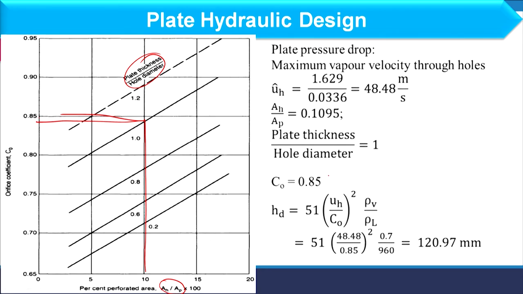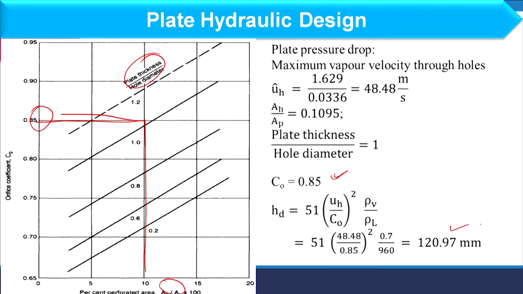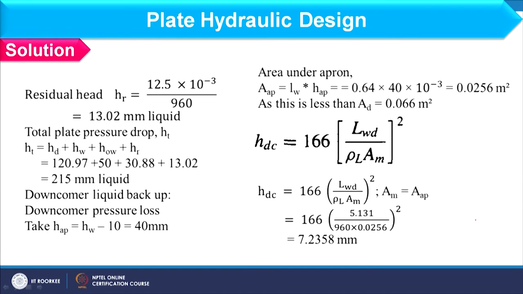If I consider this AH by AP, it is coming near to 10, and so you can obtain the value of C naught, which is coming as 0.85. If you tally it properly, it will come out 0.85. So considering this, I can obtain HD as 120.97 mm. Residual head we can calculate with the constant, that is 12.5 mm, and its value is coming out as 13.02. So total pressure drop in the plate is HT, which is addition of all these, and the value we can obtain as 215 mm liquid.